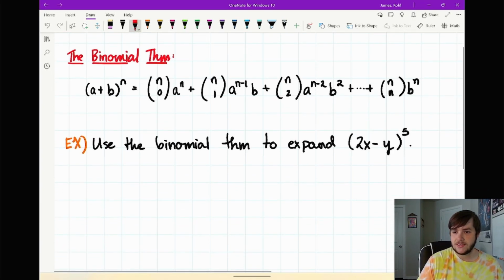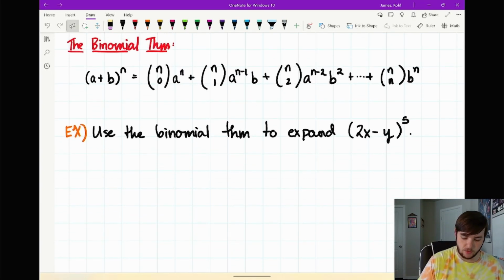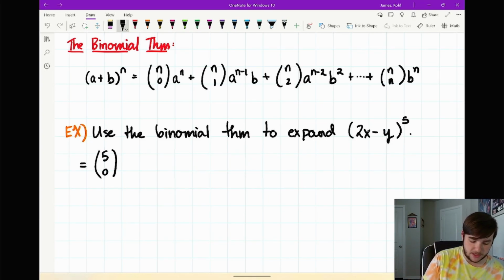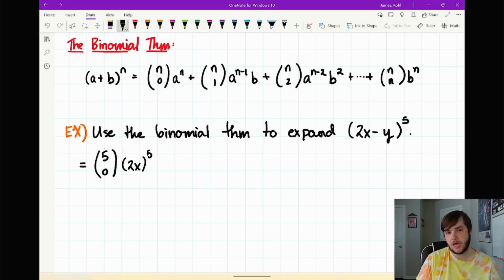Let's use this theorem to expand 2x minus y to the 5th. Well, here n is 5. So I know I will have 5 choose 0 times a, which is my first guy, 2x, all to the n power. That's the first term in my binomial expansion.